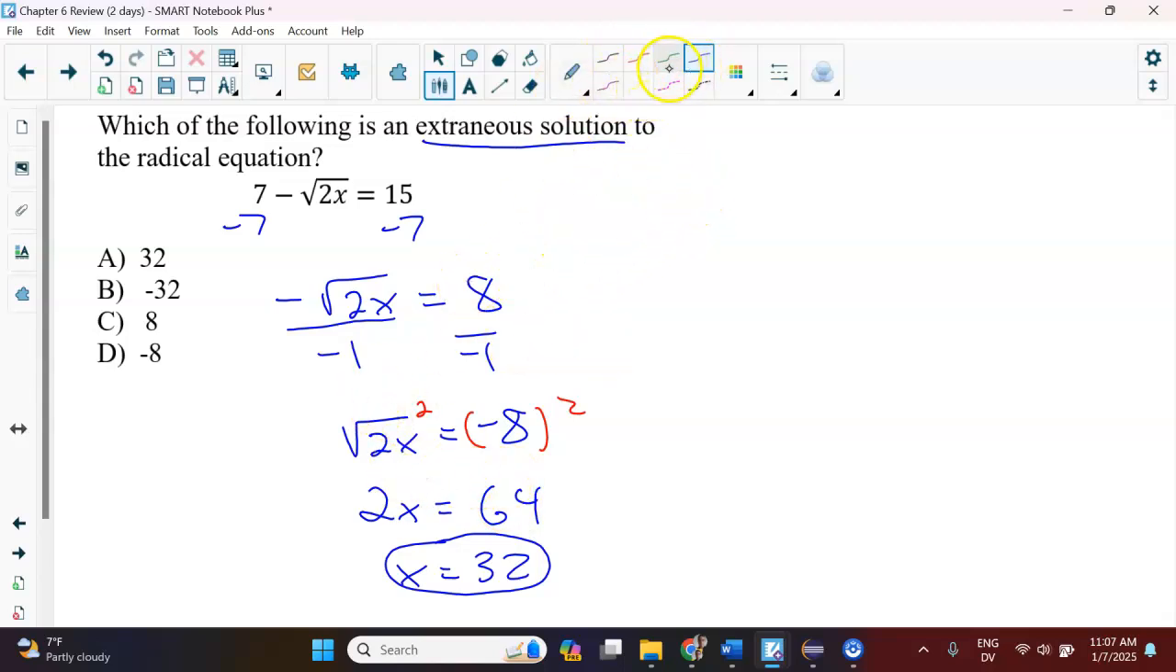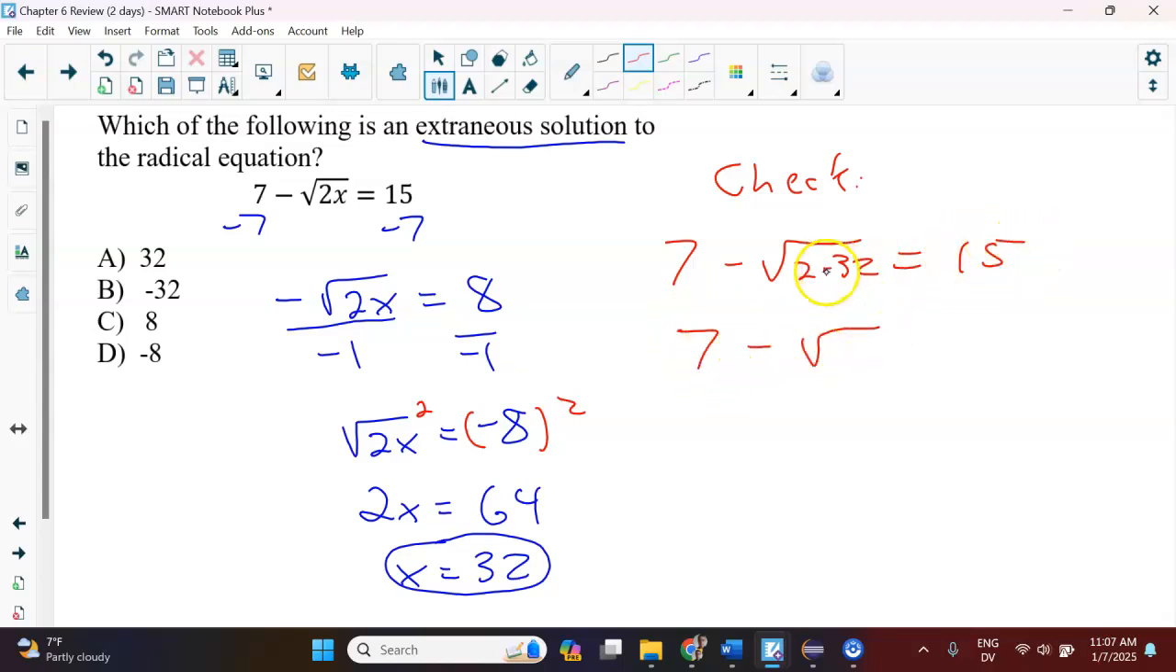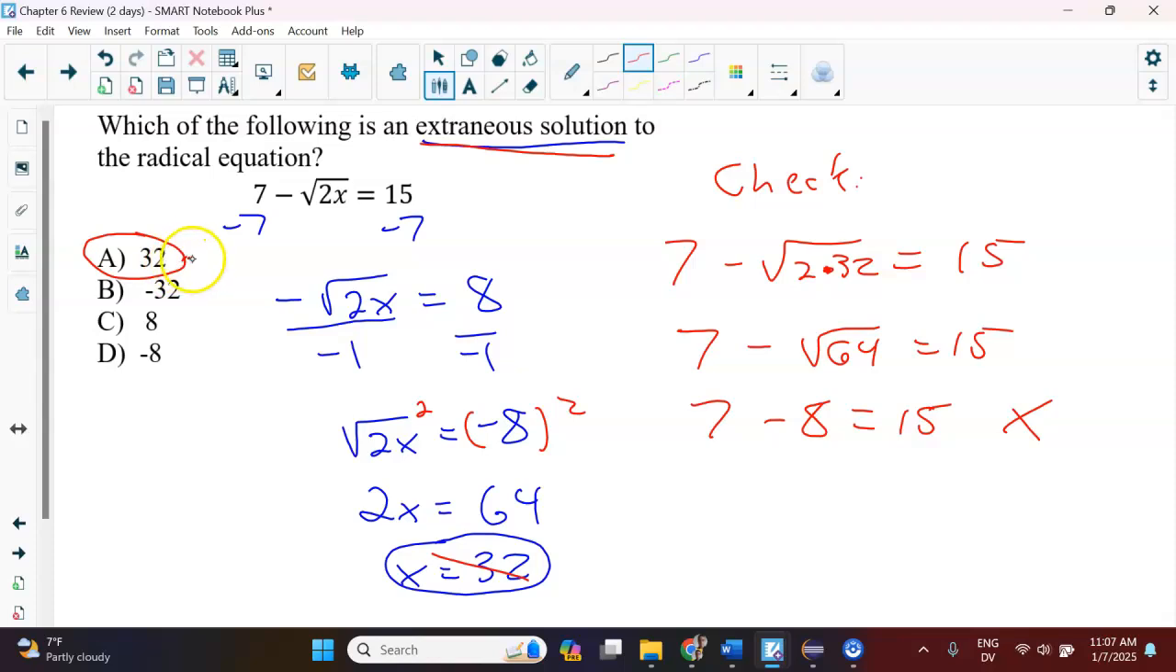And so if we check, let's make sure it actually shows up as extraneous. So if we do our check here, we're going to do 7 minus 2 times 32. And we're going to see, does that equal 15? So we get 7 minus the square root of 64. So we end up with 7 minus 8, and that is not 15. That's a big X. Okay, so this one then is not an answer, which means it says which is the extraneous. That's an extraneous solution to this radical equation.